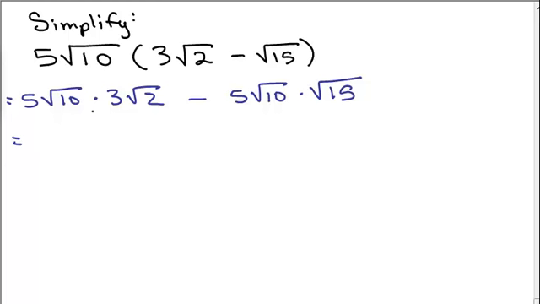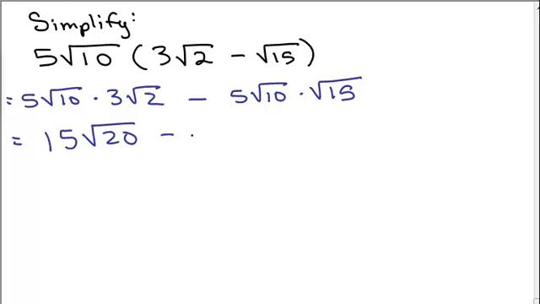So I have 5 times 3, that's 15. Now, you can just multiply 10 times 2 under the square root, or you can write it in factored form, 5 times 2 times 2. I'm just going to write square root of 20 because it's a small enough number.